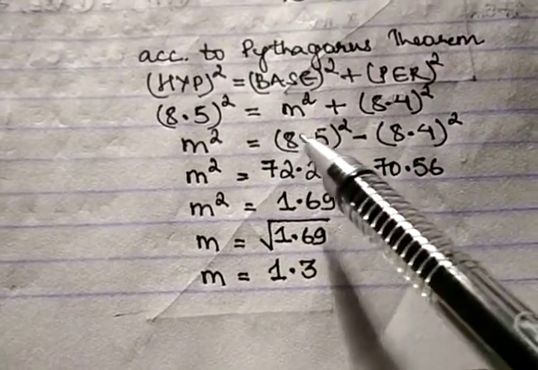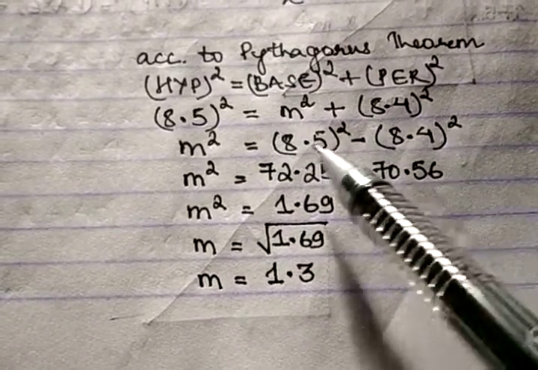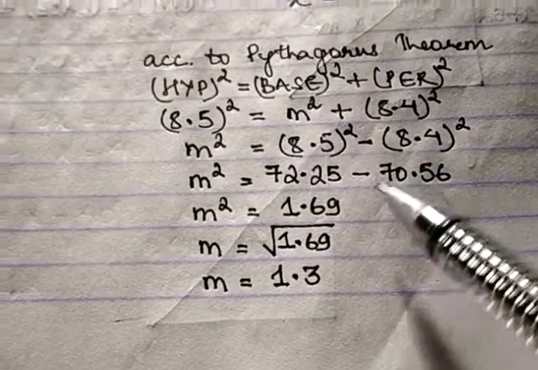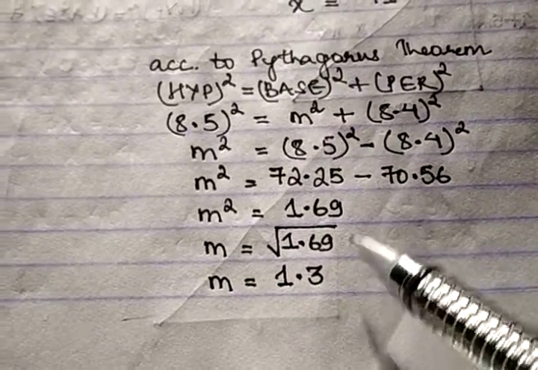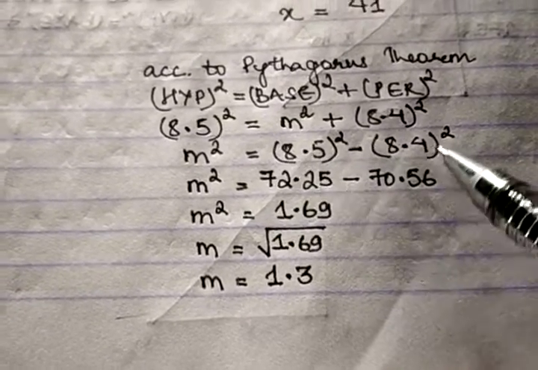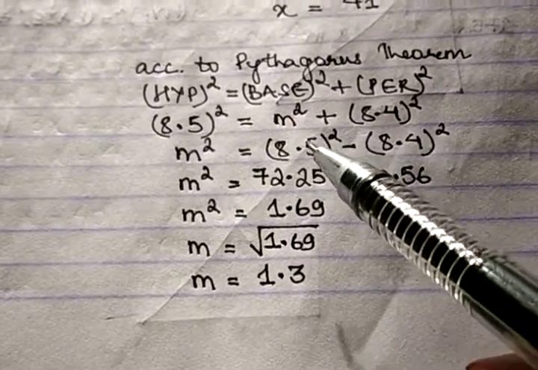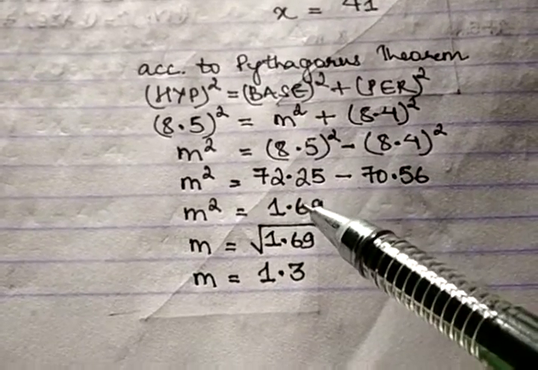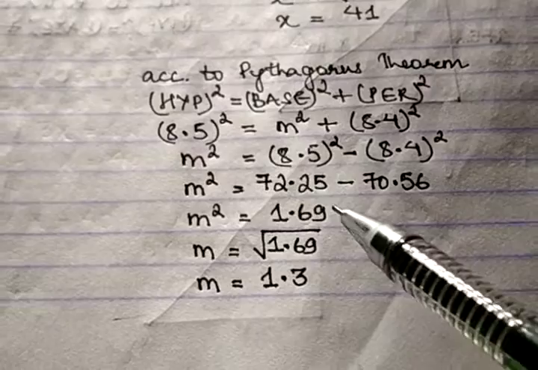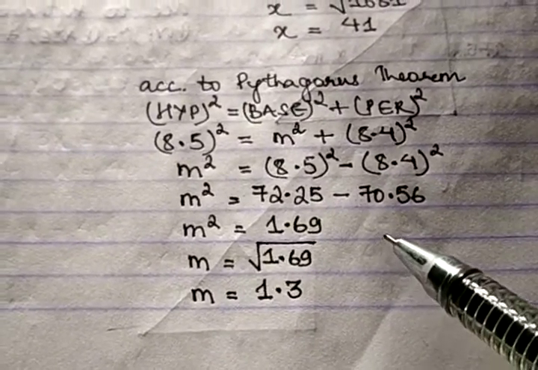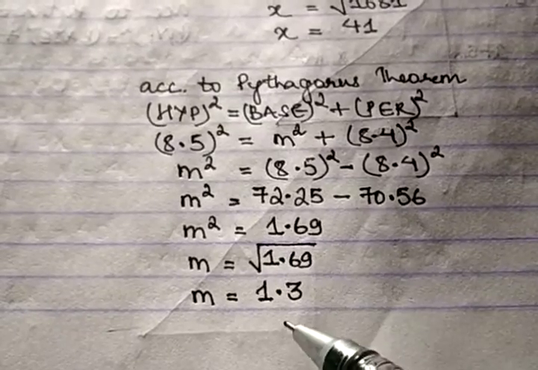Now from this portion it can be solved in two different ways. Type 1 and type 2: I have solved one of the types here, and solved another type on the second page. I'll show you. In the general one, 8.5 square, you need to multiply 8.5 and 8.5, isn't it? So it comes to 72.25. 8.4 into 8.4 is 70.56. Subtract it, you will get 1.69.